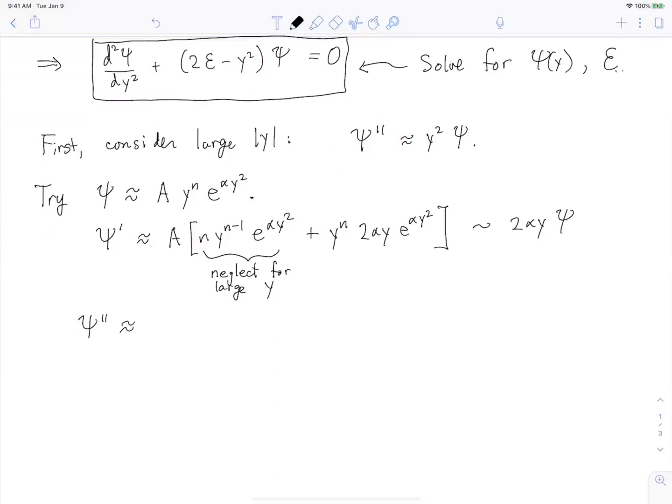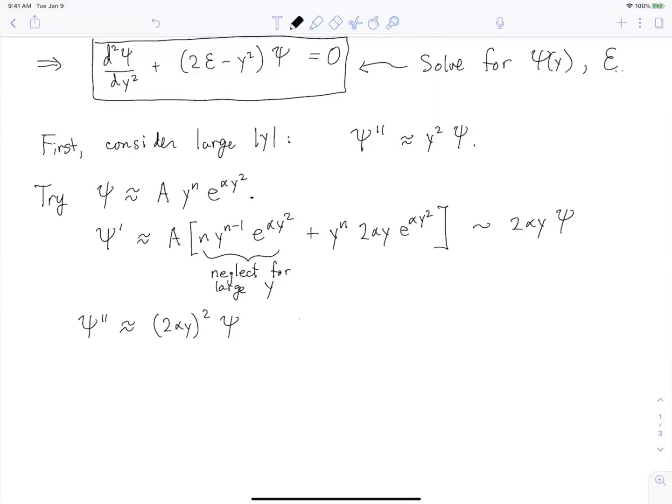is, well, we saw what happened when we took one derivative, just multiplied by 2 alpha y. And so when we repeat that, the same thing is going to happen. We're going to get another factor of 2 alpha y. So it's 2 alpha y squared times psi, plus contributions that have fewer powers of y, and therefore we can neglect them.